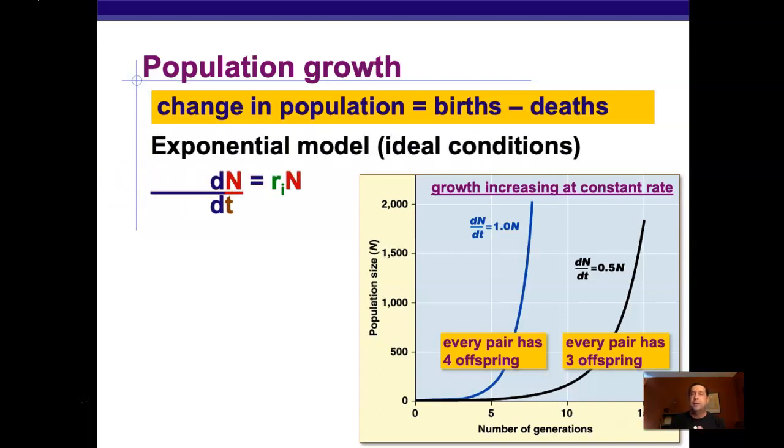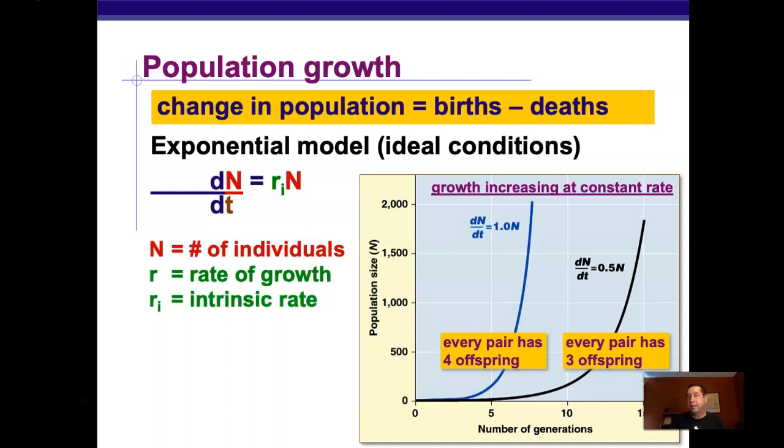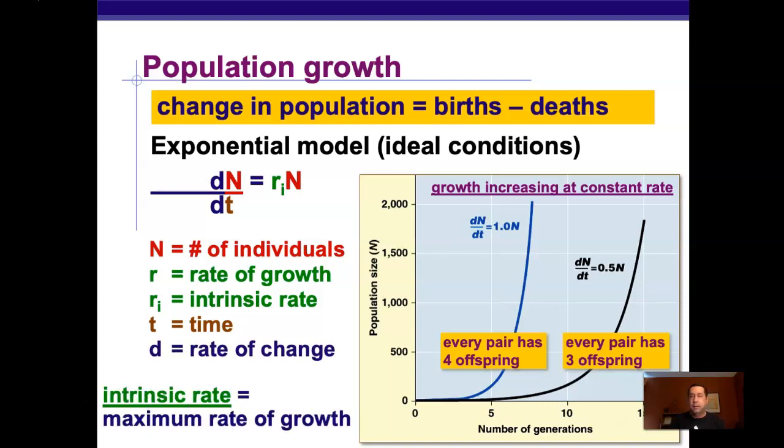So under ideal conditions, you have the exponential growth model going on. And here's our formula. N is the number of individuals in the population at the start. R is the growth rate. Ri is the intrinsic growth rate, which is the maximal growth rate you can have in that environment. T is time, and D is the rate of change. So the higher the intrinsic growth rate, the faster it's going to grow.